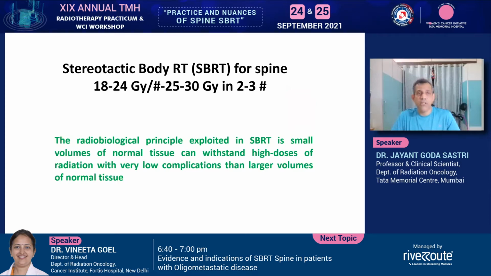Typically, in SABR or in SBRT for spine, we give radiation doses in the range of 18 to 24 gray in single fraction or 25 to 30 gray in 2 to 3 fractions. This is done because the radiobiological principles are exploited in SBRT, wherein small volumes of normal tissue can withstand high doses of radiation with resultant low complication rates as opposed to large volumes of normal tissue.